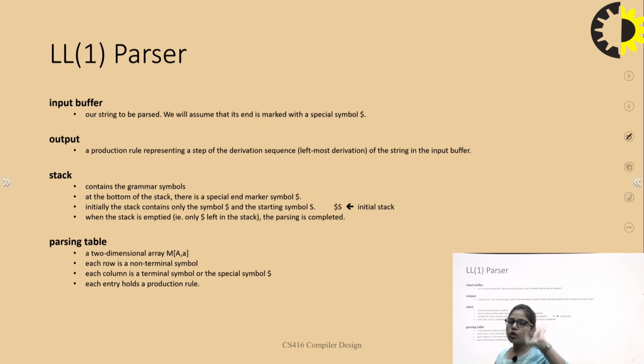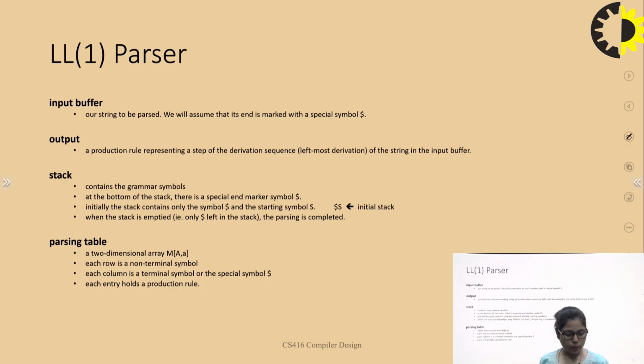The starting symbol varies according to the production. If the production's start symbol is E or another alphabet, then the start symbol changes accordingly. When the stack is empty, that is, only the $ is left in the stack, the parsing is completed and we need to write the accept term.